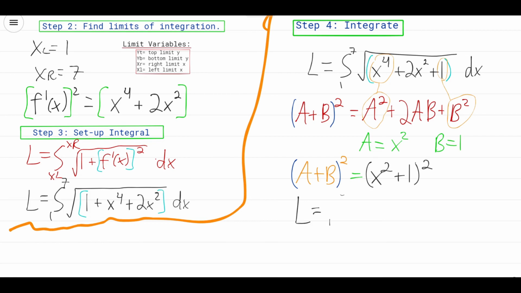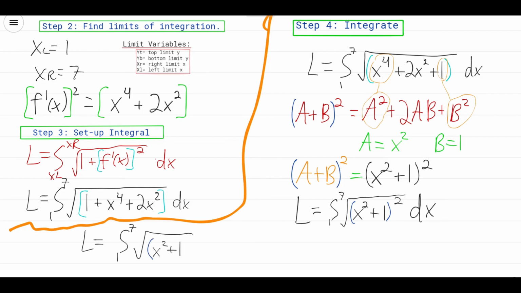So the arc length is bounded from 1 to 7 of the square root of x squared plus 1 squared with respect to dx. One thing I do want you to notice now: the arc length is the square root of x squared plus 1 squared times dx, and notice how the square root, the radical, and the square will cancel each other out. So now the arc length became a whole lot easier, as now it's just bounded from 1 to 7 of x squared plus 1 times dx.